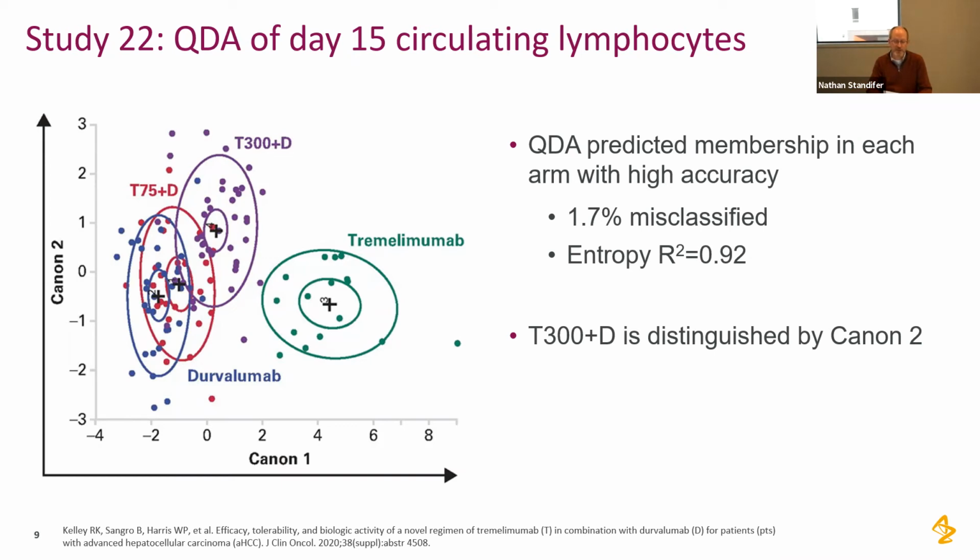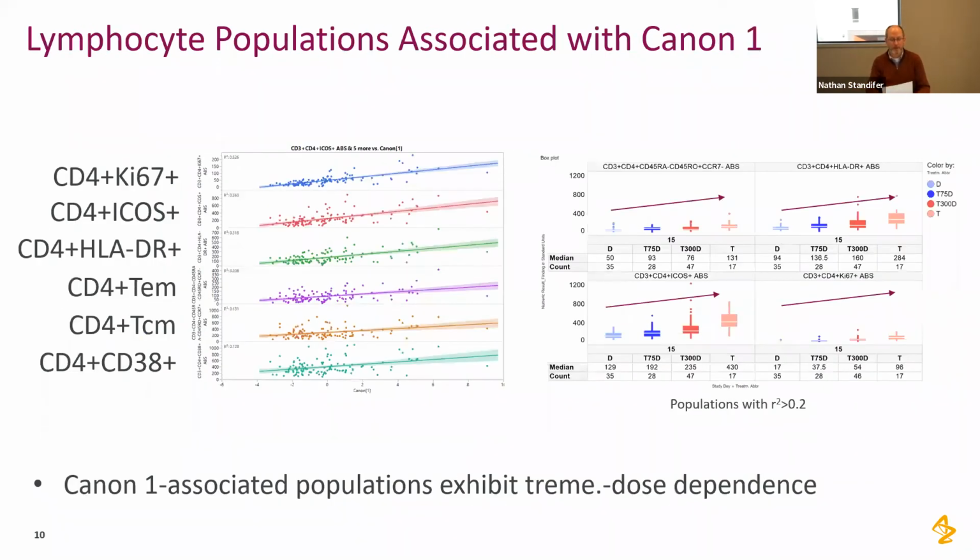So next, we wish to identify the lymphocyte populations most associated with each of these canons, and we began with Canon 1. To do this, we used linear regression to assess the correlations between day 15 values for each of the 26 lymphocyte populations and the Canon 1 score shown. We set an arbitrary correlation cutoff value of 0.1 and listed all populations with an R² value greater than 0.1.